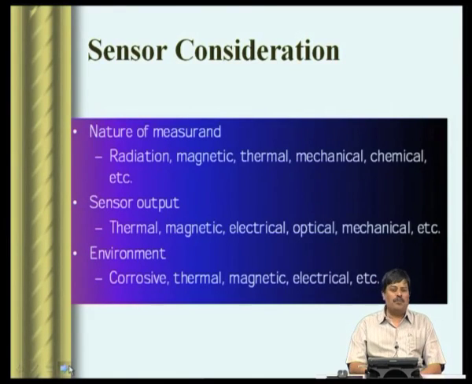Next is the sensor output, whether the output is going to be thermal, magnetic, electrical. For example, if it is a piezoelectric material, you get an electrical signal in the form of voltage, and this voltage has to be related to the basic force if it is put on a mechanical structure. So, that is something that we need to understand. And of course, as in the case of actuator, we need to look at the environmental condition, whether these sensors can resist corrosive atmosphere, thermal atmosphere, highly magnetic field intensive environment, etc. So, these are some of the sensor considerations.